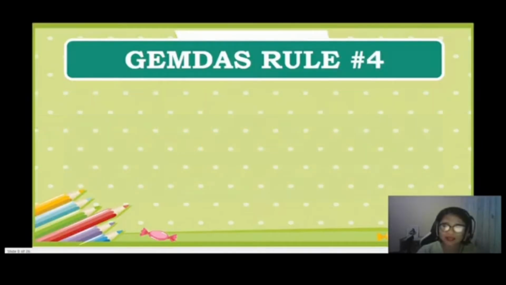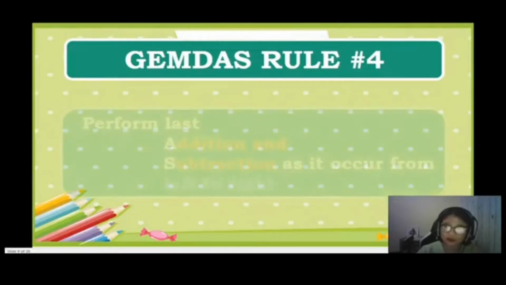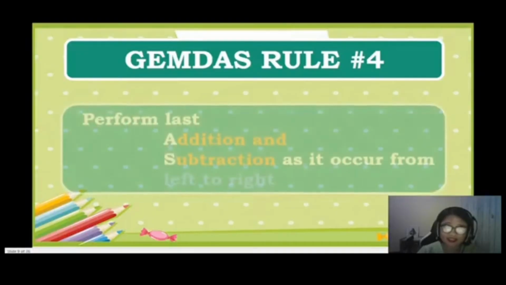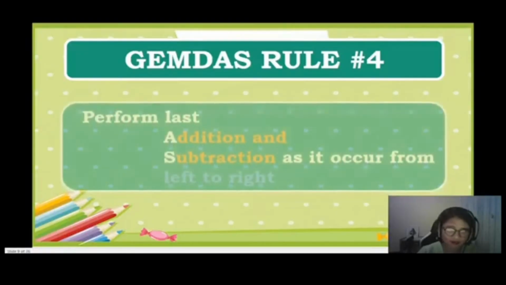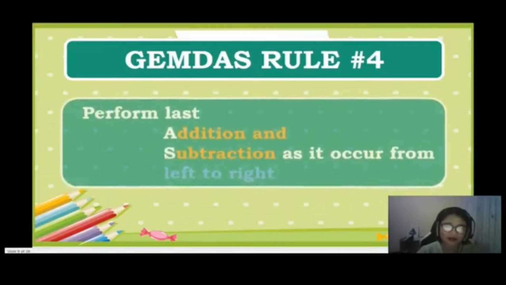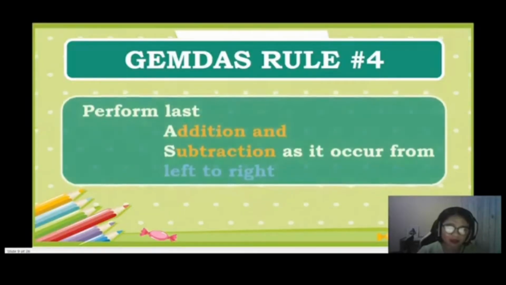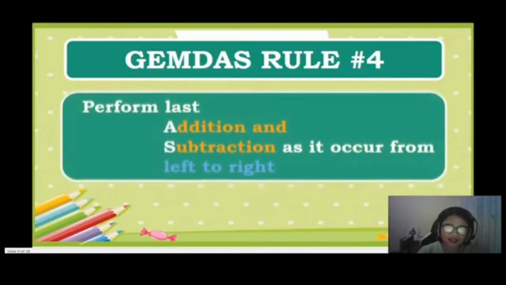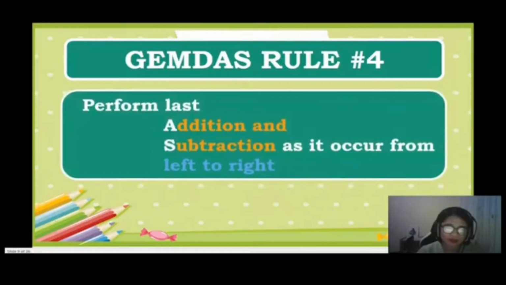Now let's go to the last rule to perform. The last to solve is addition and subtraction, which is rule number 4. Like rule number 3, if both the operations, addition or subtraction, can be seen, remember to start performing from left going to the right.